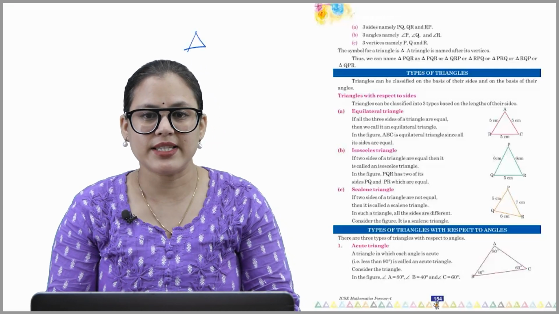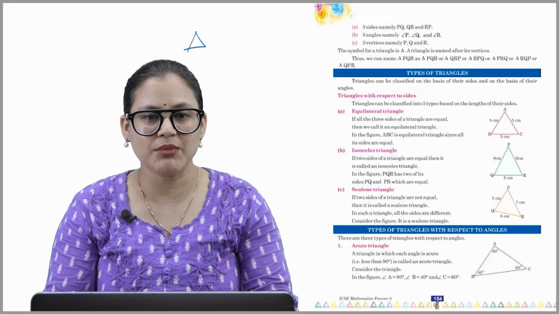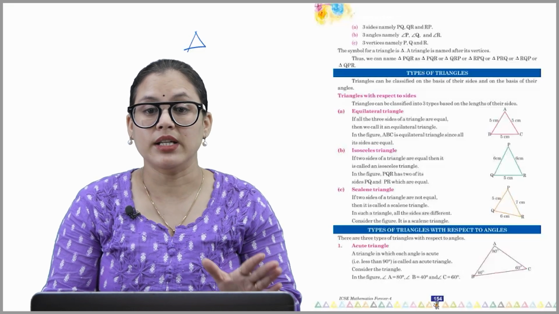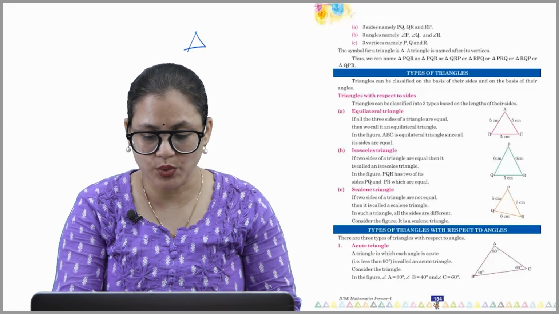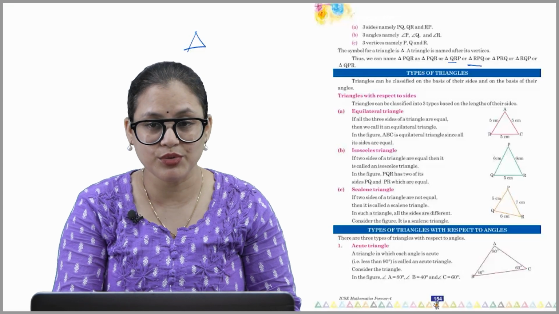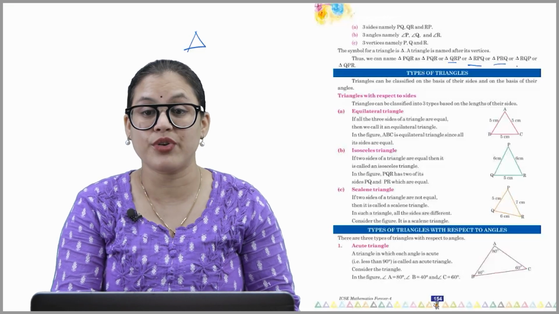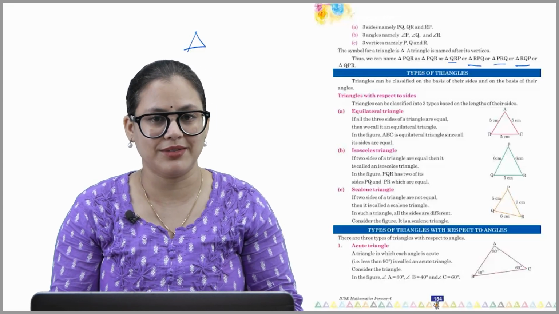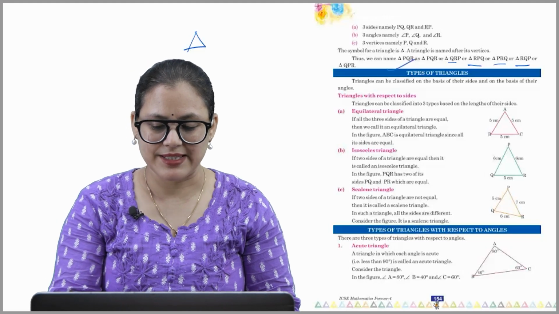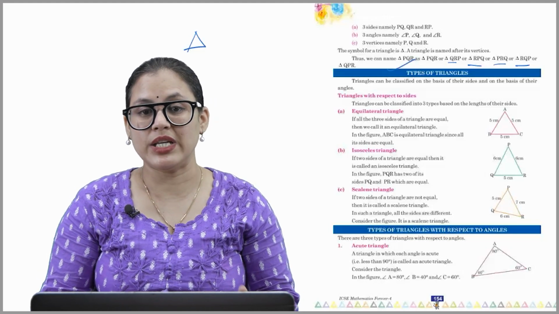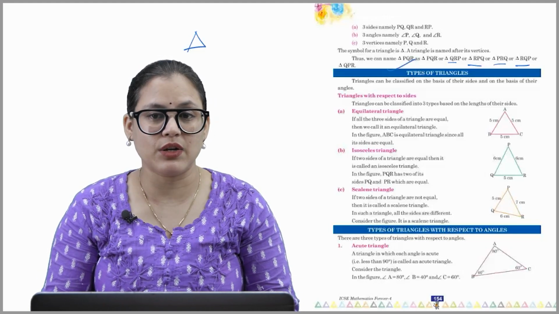A triangle is named after its vertices. Thus we can name triangle PQR as triangle PQR, or QRP, or triangle RPQ, or triangle PRQ, or triangle RQP, or QPR. Now, types of triangles. Triangles can be classified into 3 types based on the lengths of their sides.